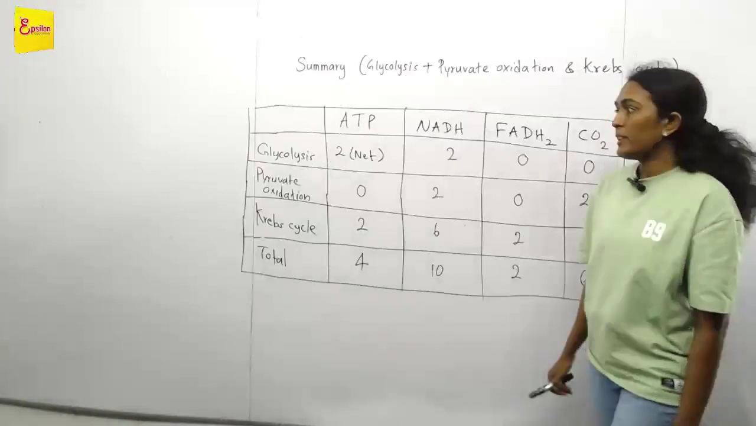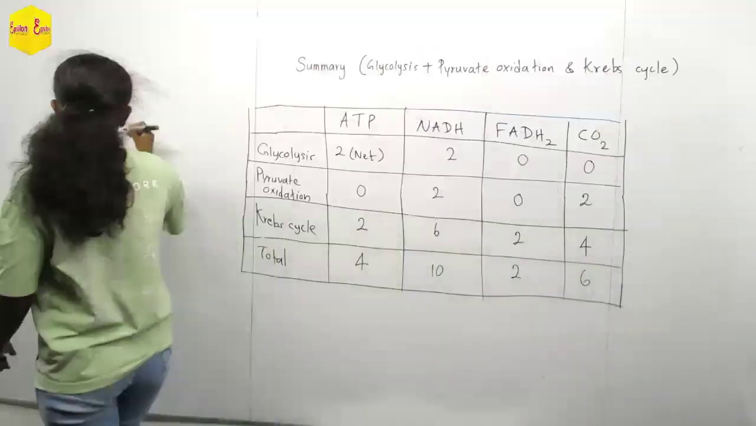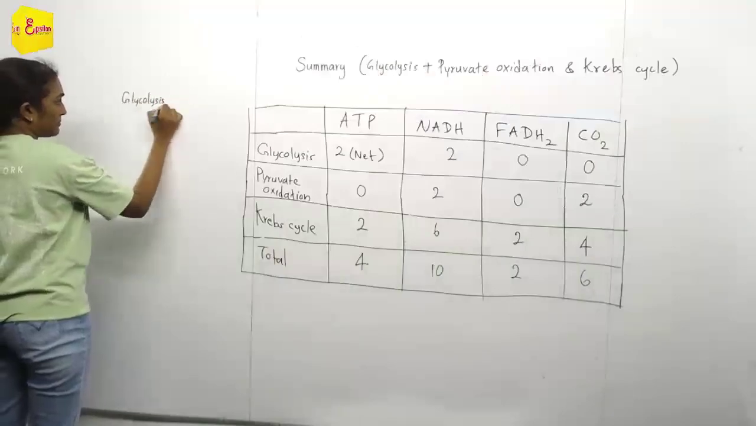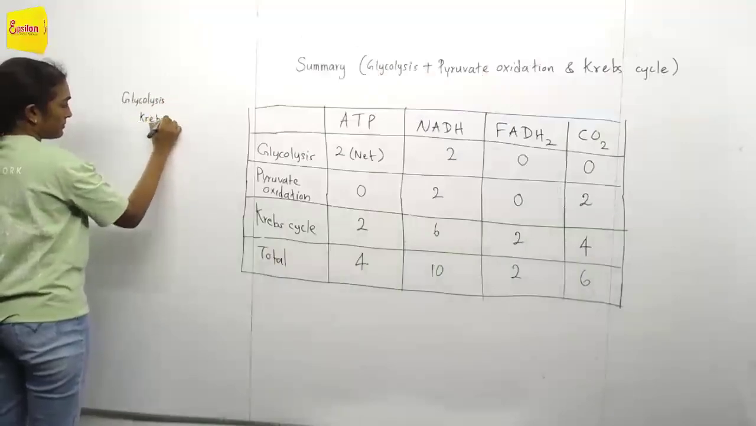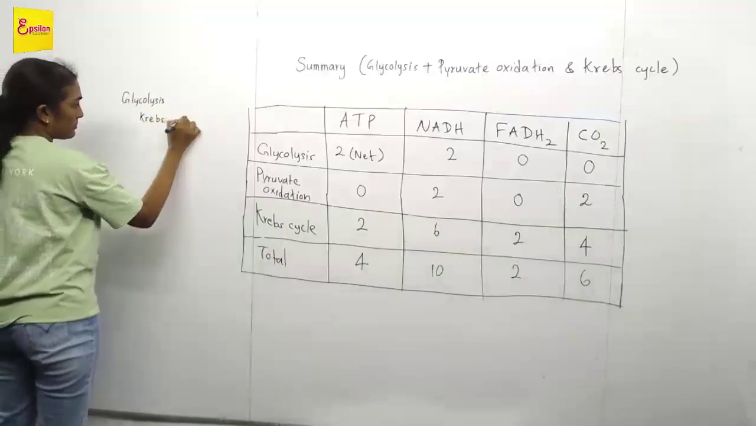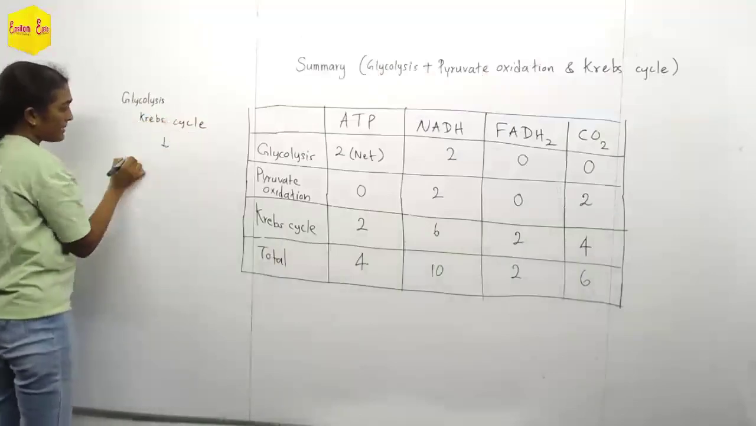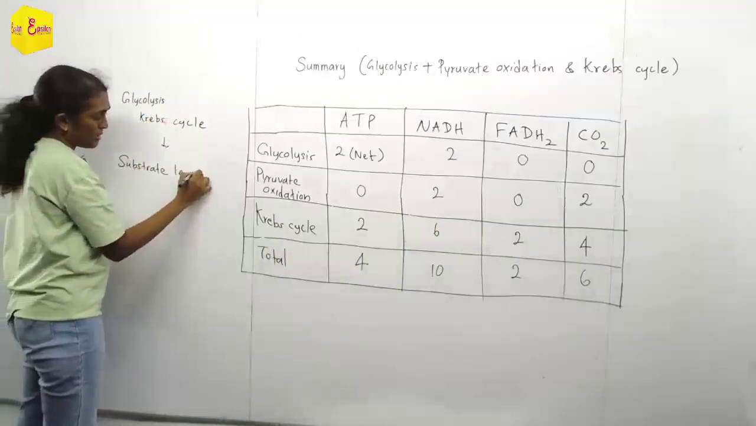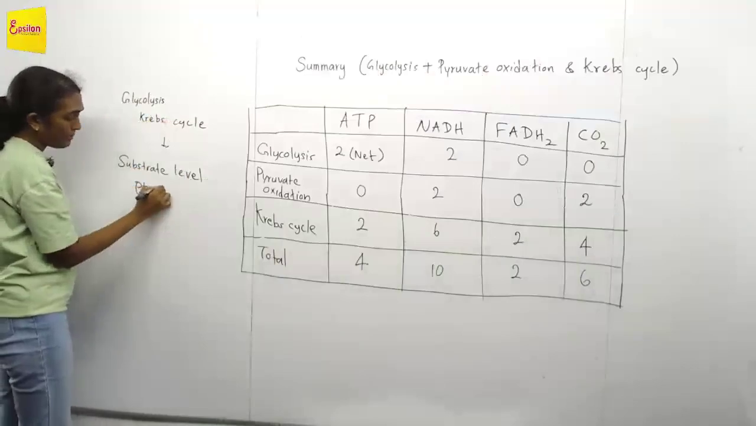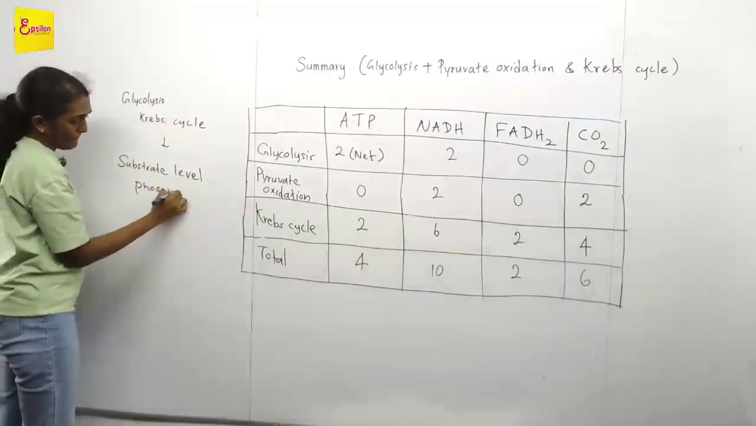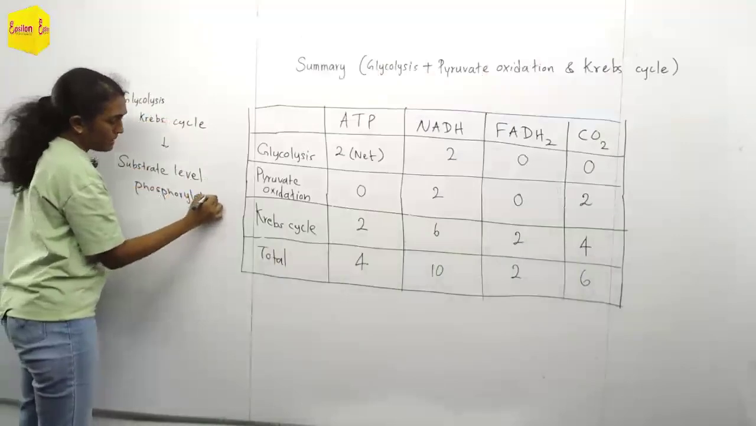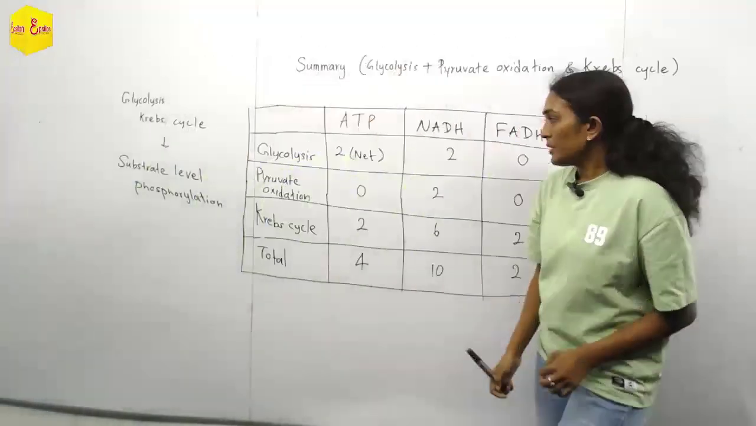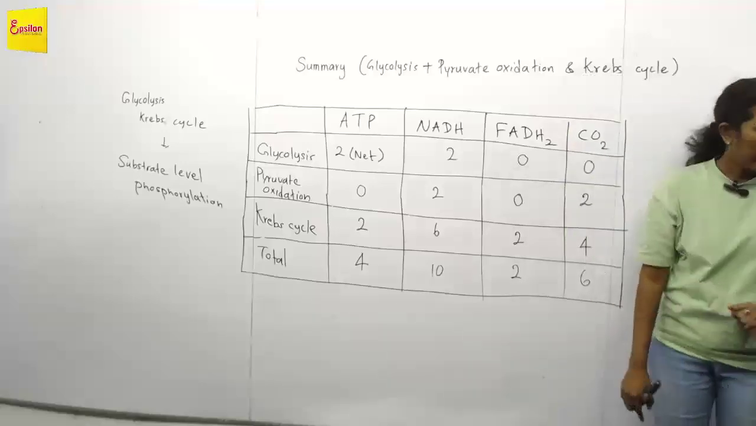There's another thing to tell. The ATP production in glycolysis and Krebs cycle, we call it substrate level phosphorylation. Why is it called substrate level phosphorylation? It is taking energy by oxidizing complex molecules, no? Right. So remember that as well.